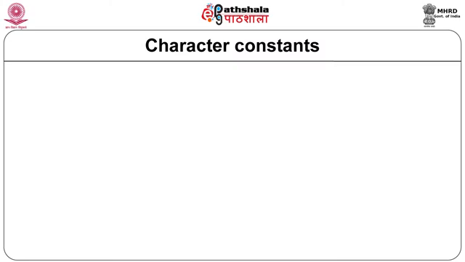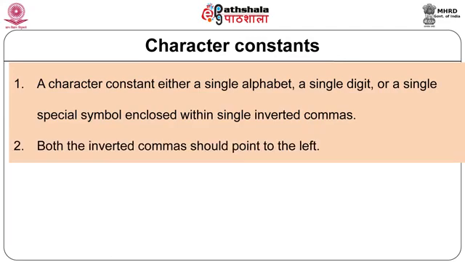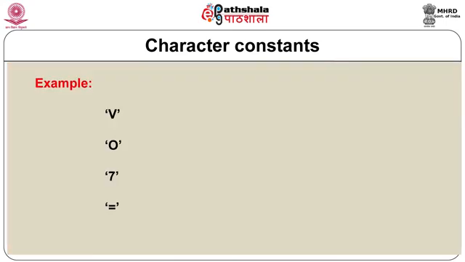The rules for construction of character constants. A character constant is either a single alphabet, single digit, or single special symbol enclosed in single inverted commas. Both inverted commas should point to the left. The maximum length of a character constant can be 1 character. These are the valid examples of character constants. Here V, O, 7 are valid character constants.